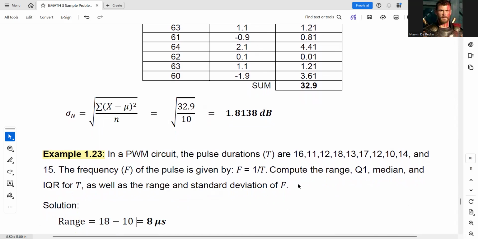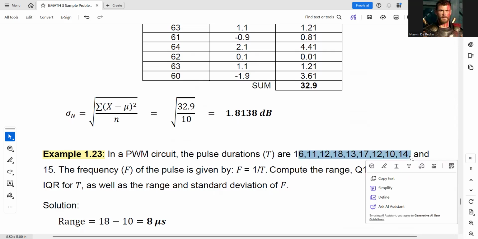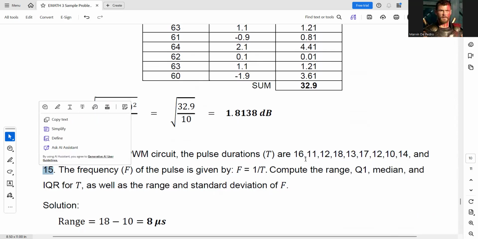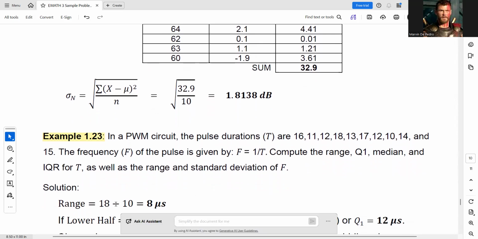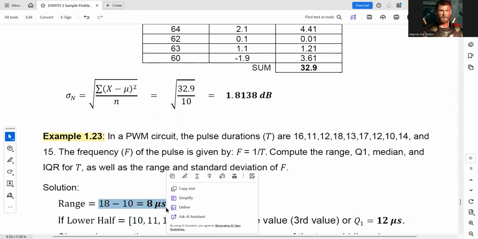So the maximum value, if you look at this data set, including 15, is 18, while the minimum value is 10. Right? So just take the difference between the two. Therefore, the range now is 18 minus 10, that's 8 microseconds.